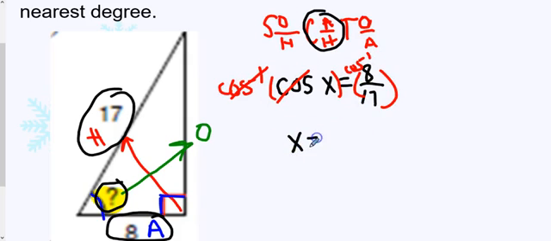So we get x to equal cosine inverse of 8 over 17. Or you could type this in. And I feel like typing this in is going to be your better route because then you're not going to have to zoom in forever. But again, I'm going to show you both.